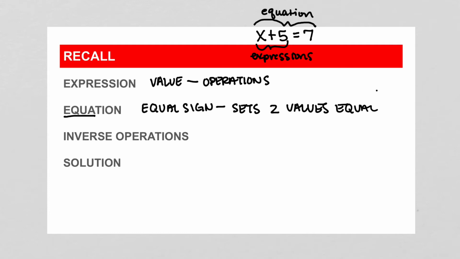Okay? And inverse operations, those are the undo operations. If I have addition, I can undo it using subtraction. And likewise, if I'm subtracting something, I can undo it by adding. It goes both ways. And if I multiply, I can undo that if I divide by the same thing, and it goes the other way. If I'm dividing by something, I can multiply by that same something to undo it.